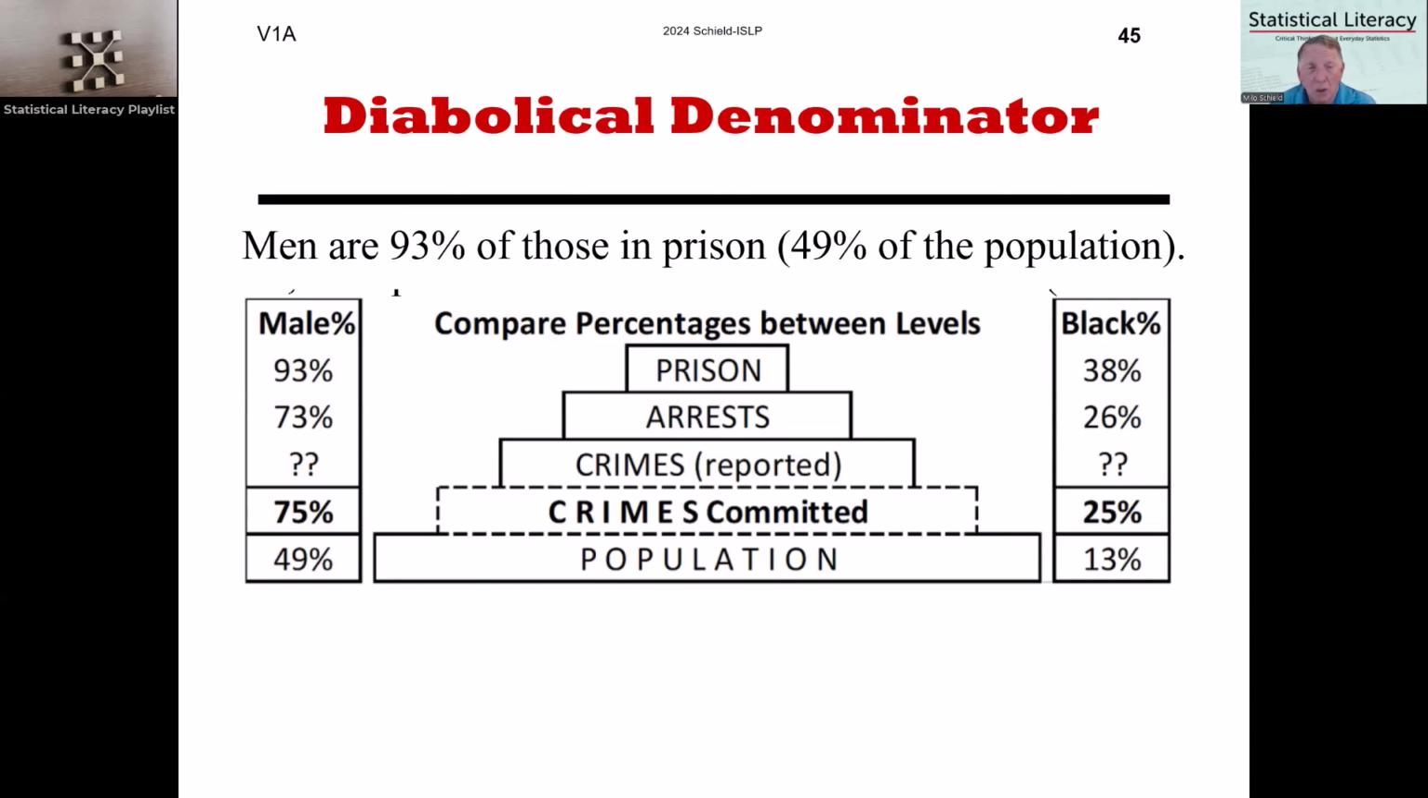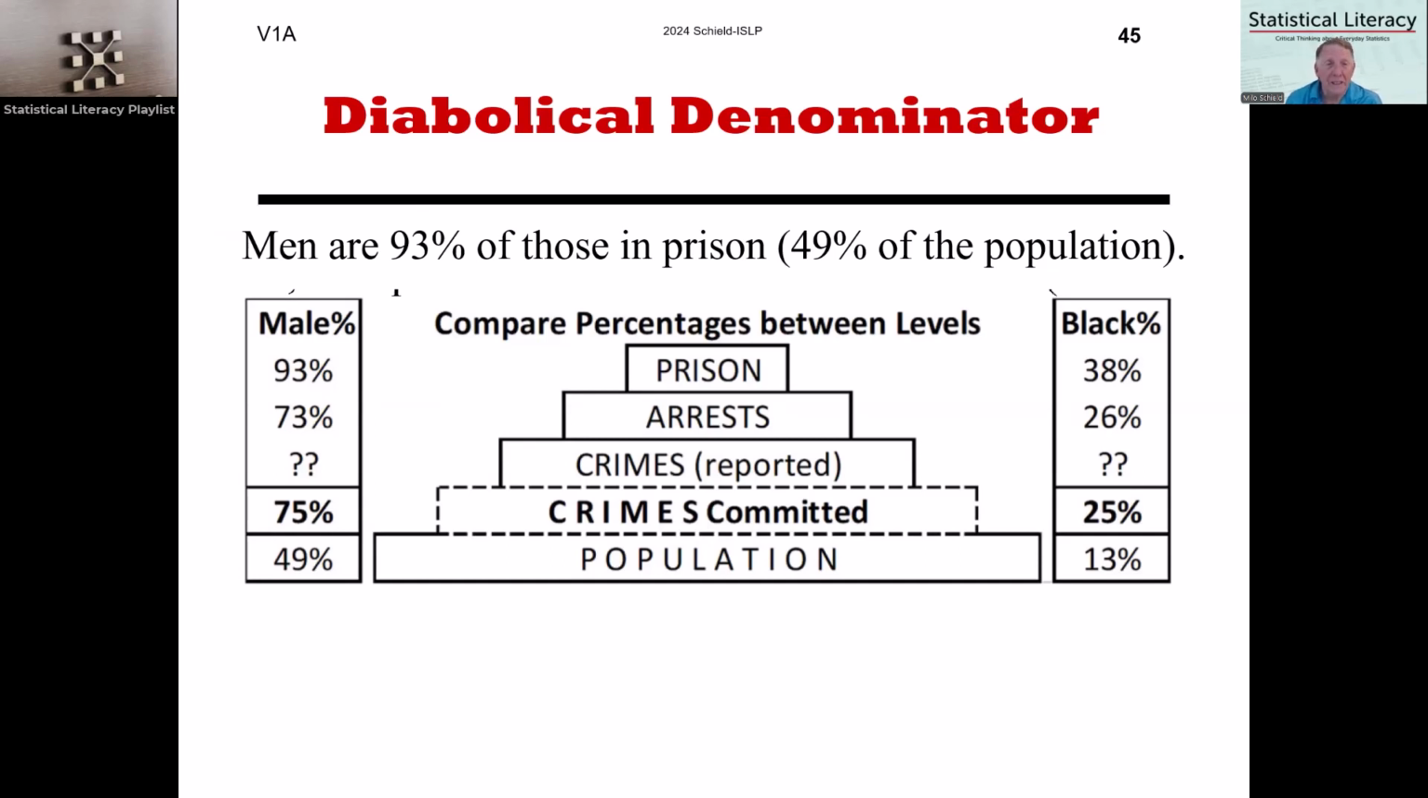Well, I could look at arrests. 73% of those arrested are male. What about crimes reported? Well, you can get that. At the time I wrote this, I didn't have it. But what I really want is crimes committed, because only about half of the crimes committed are actually reported. The government in the US does this survey, and they found that crime victims said that 75% of their assailants were men.